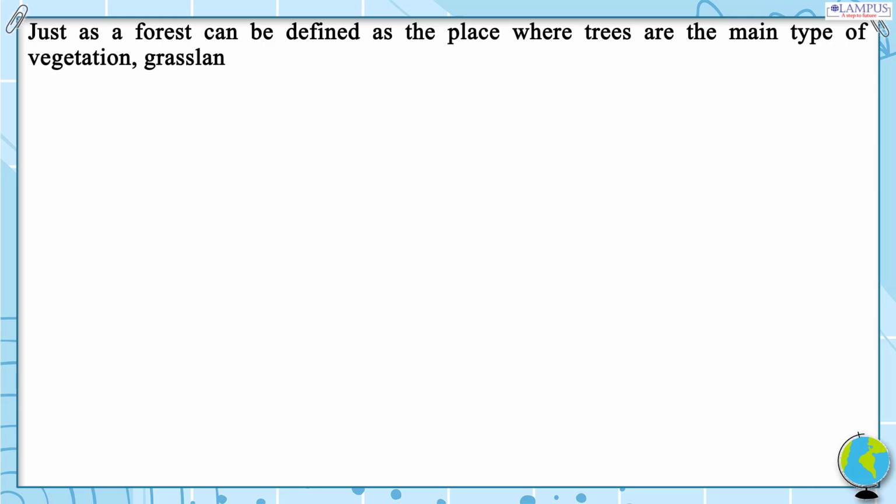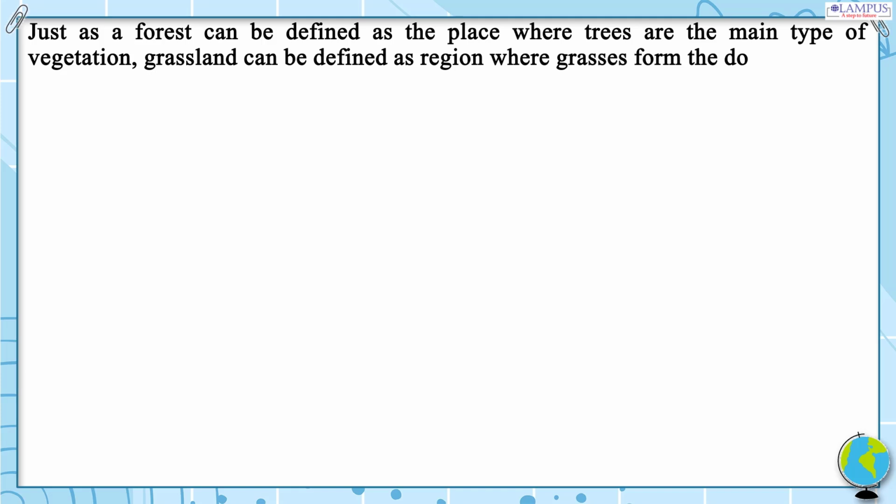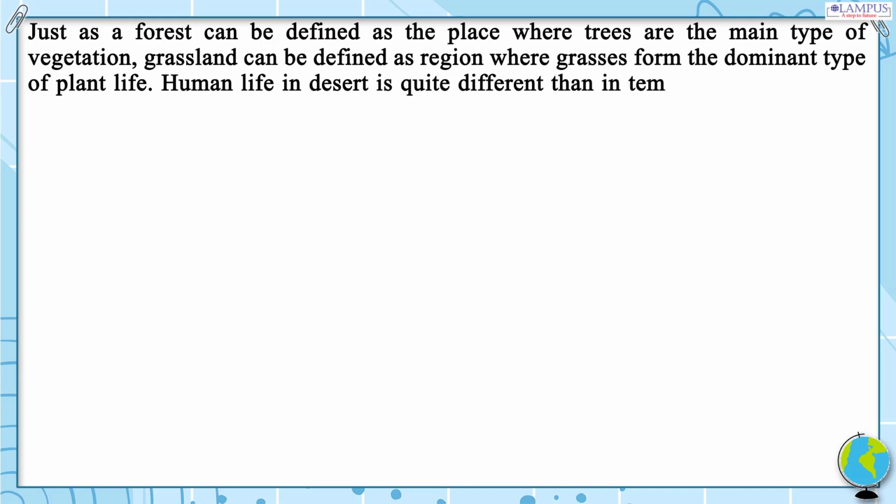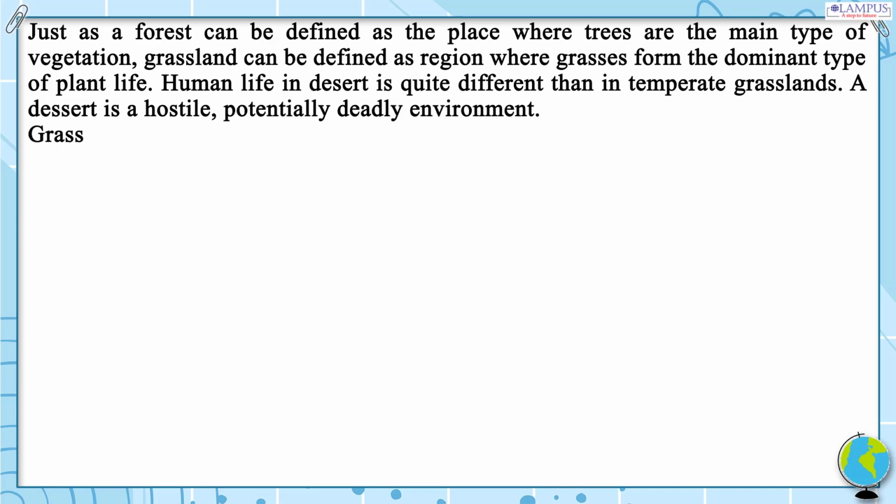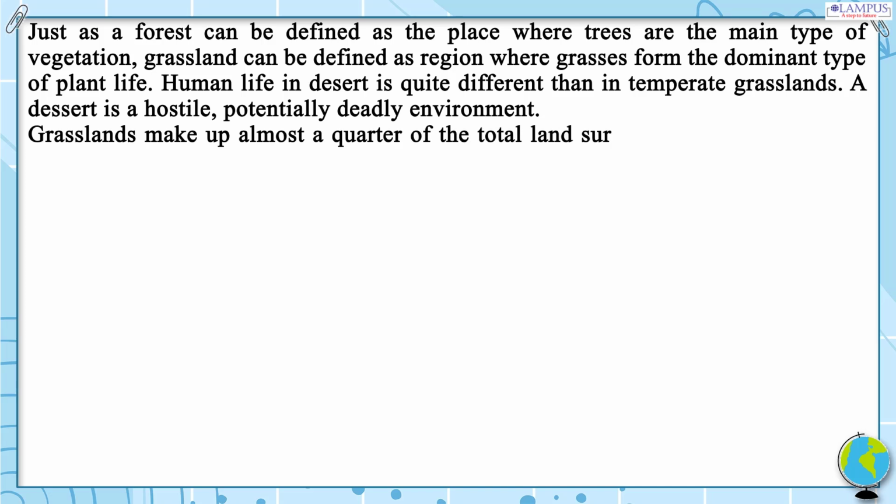Just as a forest can be defined as the place where trees are the main type of vegetation, grassland can be defined as a region where grasses form the dominant type of plant life. Human life in desert is quite different than in temperate grasslands. A desert is a hostile, potentially deadly environment. Grasslands make up almost a quarter of the total land surface.